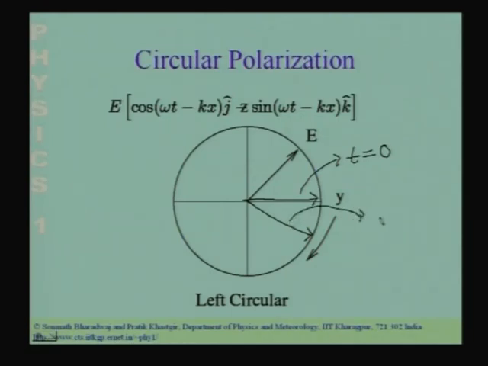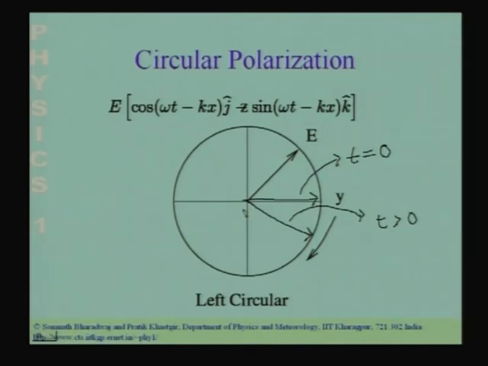So, this is t greater than 0, and as time evolves, the electric field is going to go round like this, and we have the electric field going around in a circle. The magnitude of the electric field is fixed at a value E, and let us now discuss briefly the direction of the circle. In this situation, the electric field goes around like this. The arrow over here shows you the direction in which the electric field rotates.